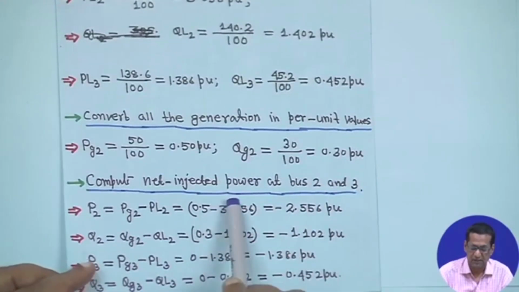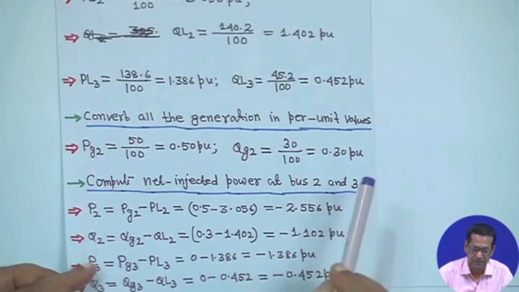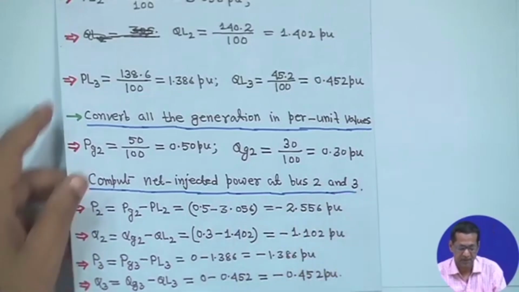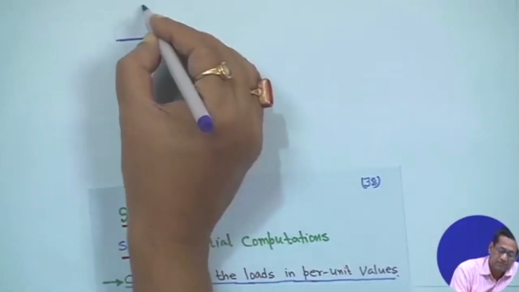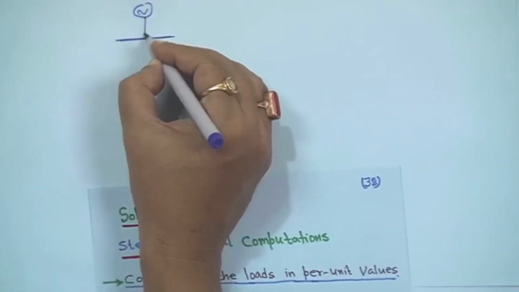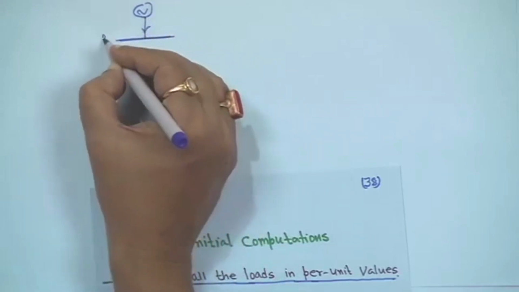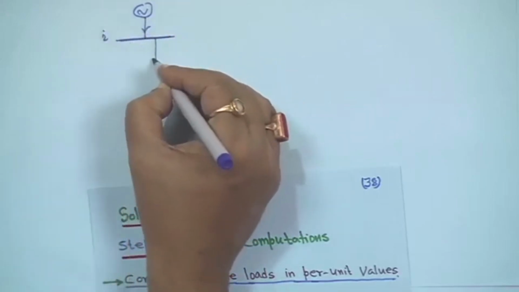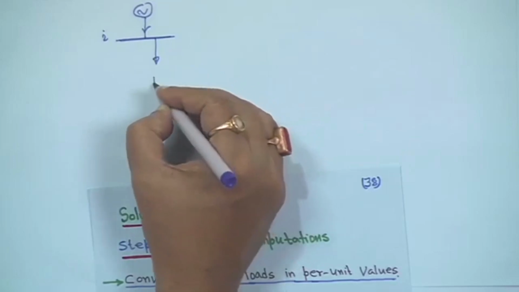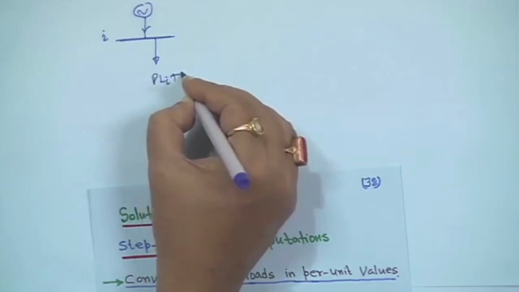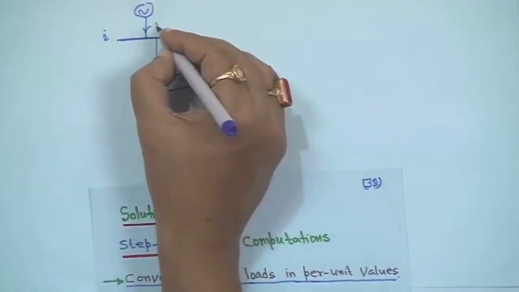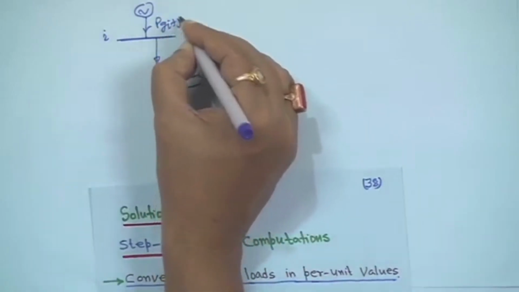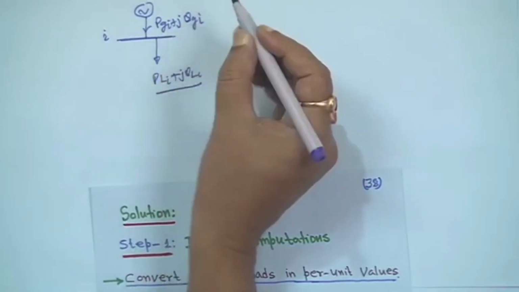Now, compute the net injected power at bus 2 and 3. Net injected power means this: suppose you have a generation, in general I am talking, say this is bus i, and you have the load, say PLi plus jQLi for bus i, and here also say PGi plus jQGi.